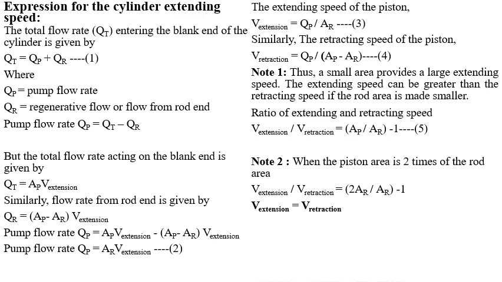So we conclude that in the regenerative circuit, the extending speed and retracting speed of the cylinder can be made equal when the piston area is 2 times the rod area. Keep on remembering this. AP equal to 2AR. In such cases, V extension equal to V retraction can be achieved.